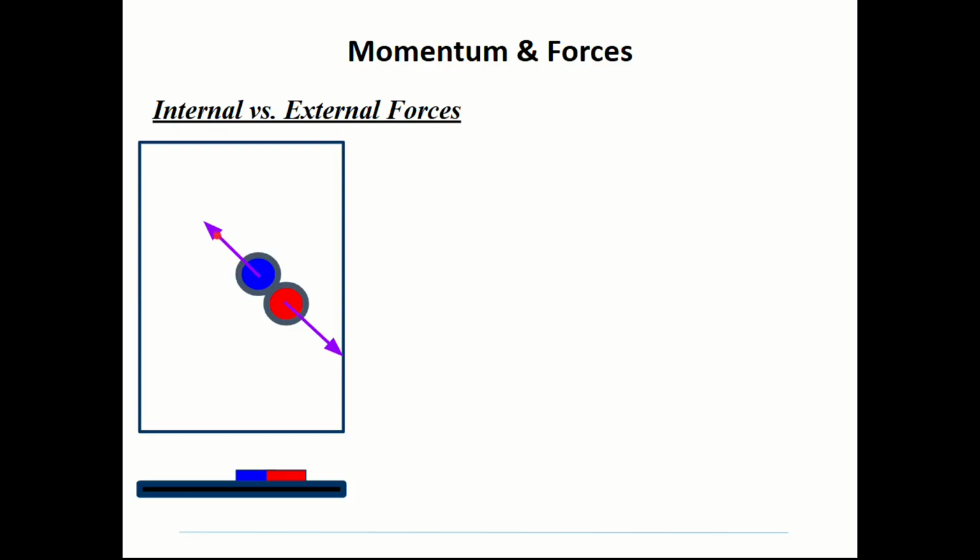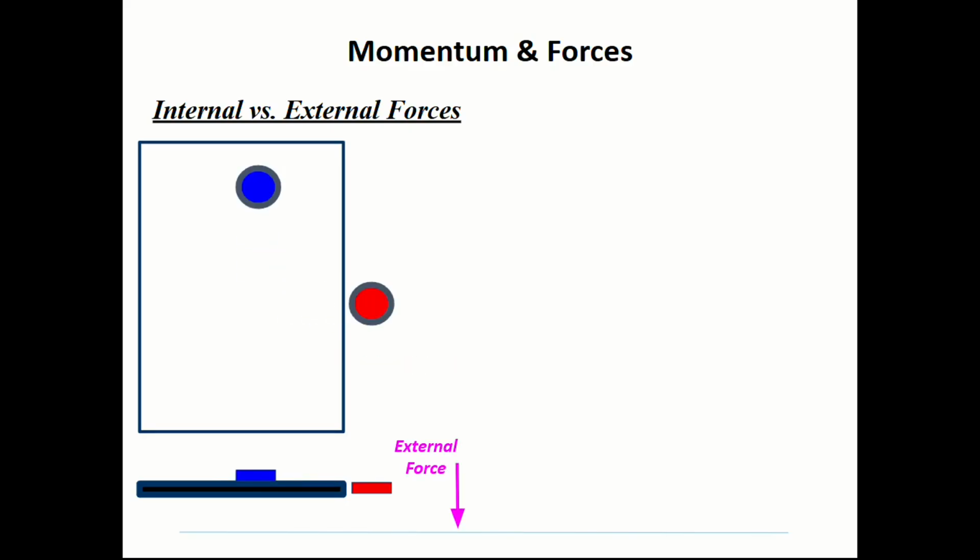You've got a force going diagonally this way on the blue one, and a force on the red one going diagonally this way. But if you pay careful attention, you'll see that these two forces add up to be 0. We'll see in a moment that these are called internal forces for that reason. Now, if we continue the motion, we'll see we get something like this.